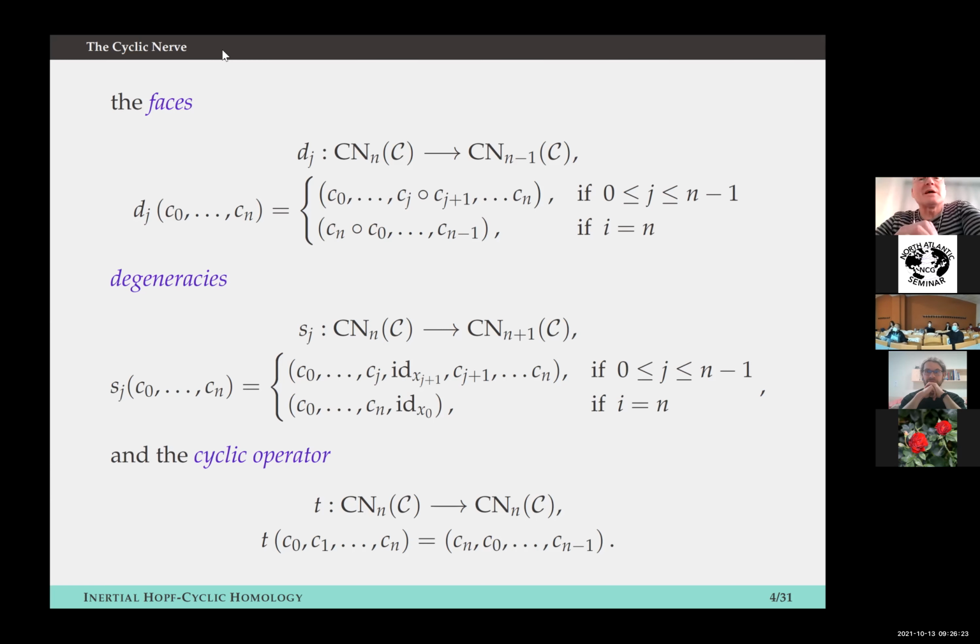Okay. And the cyclic operator permutes cyclically arrows. I hope it's clear how this cyclic space is defined.